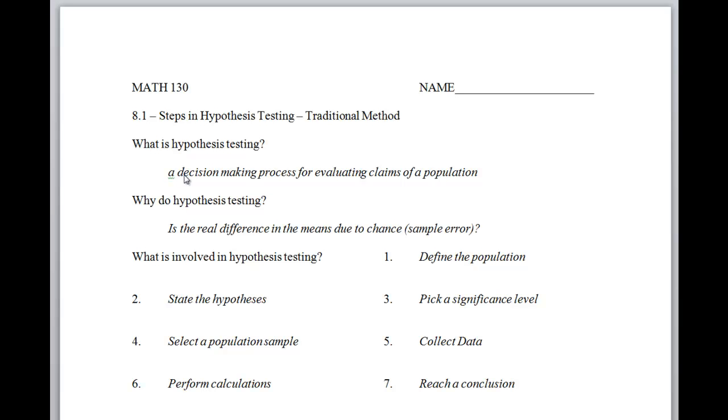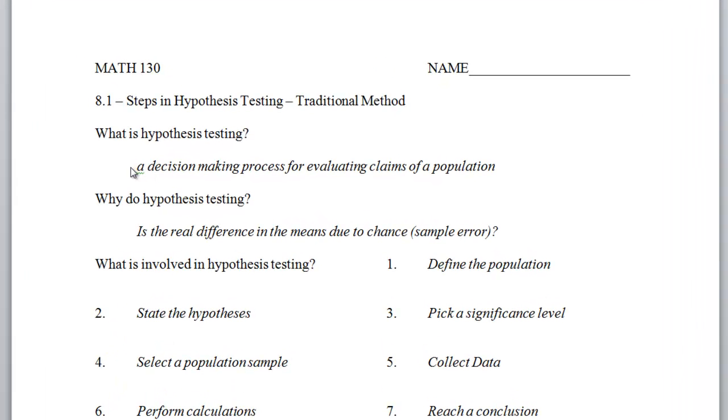Now you've been around enough to know that a hypothesis is a guess or some kind of conjecture about what you think may happen in real life. In your field, whether you go into science, psychology, applied math, or some practical math, you will run some tests, and it's going to be important to see if what you're doing in an experiment is having any effect on your population. So hypothesis testing is a decision-making process for evaluating the claims of a population.